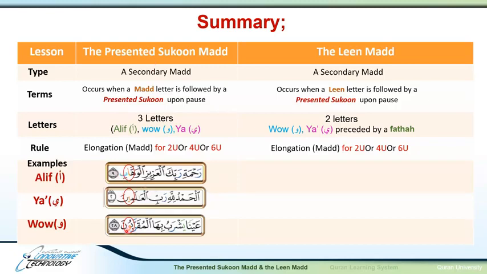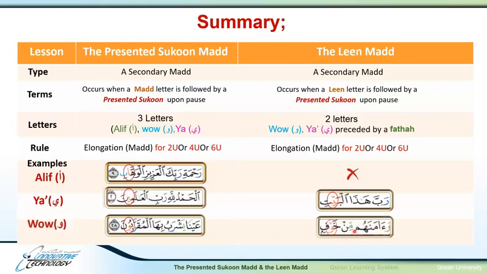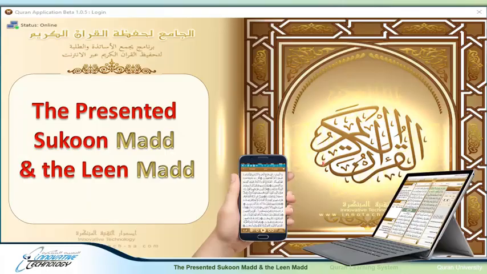Then we gave examples for the Leen, and noticed that the alif does not have a Leen example because it cannot be a Leen letter, but there is for the ya, al-bayt. This ya has a Sukoon and is preceded by a letter with a fatha, and for the waw, min khawf, waw Sukoon preceded by a fatha. And with this summary, we reach the end of this lesson on the presented Sukoon mad and the Leen mad.